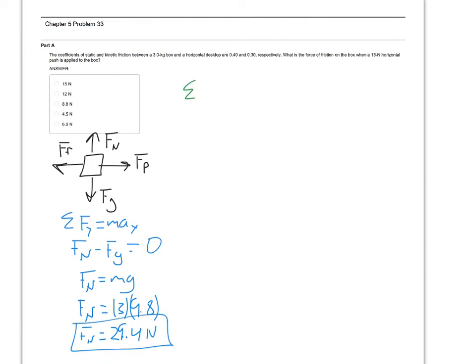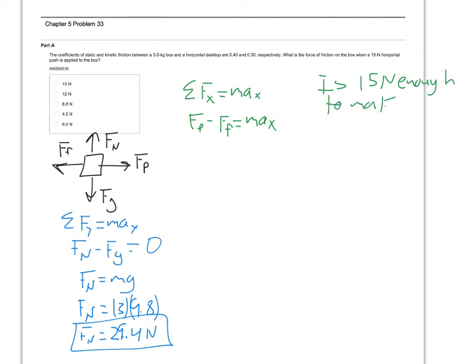Now we think about our forces in the x. We want to know what is the force of friction in this case. So in the x direction, we have Fp minus Ff equals max. But we need to answer an important question, and that is, is 15 newtons enough to make this box move? Are we dealing with a static friction case or a kinetic friction case? Because that's going to change how we go about finding our force of friction.